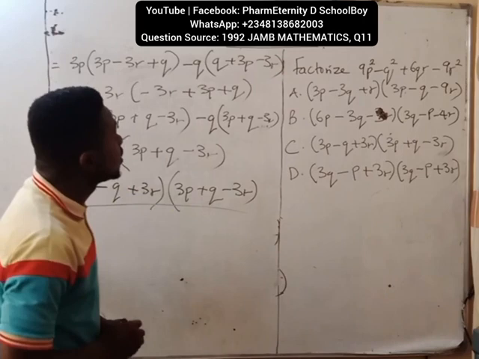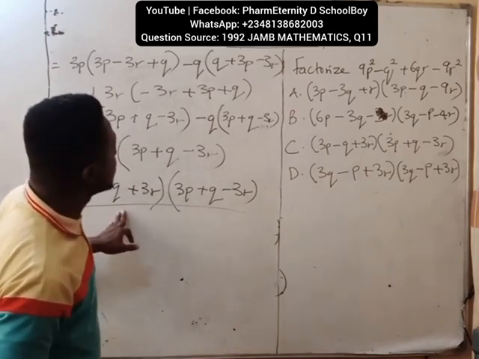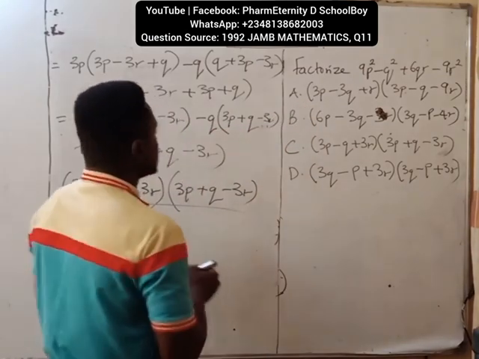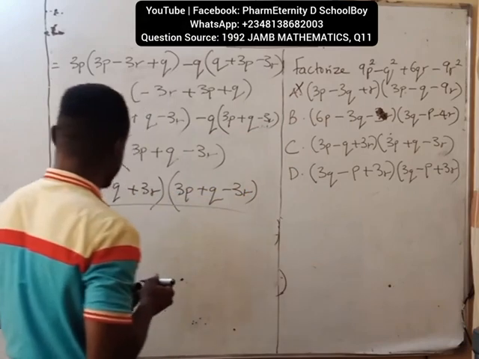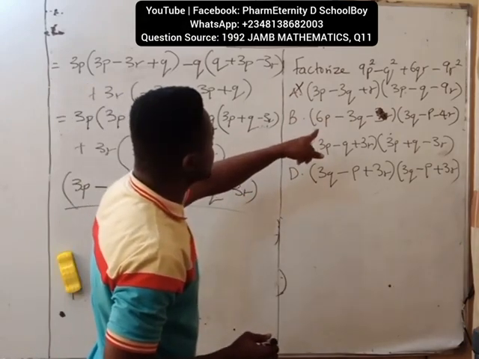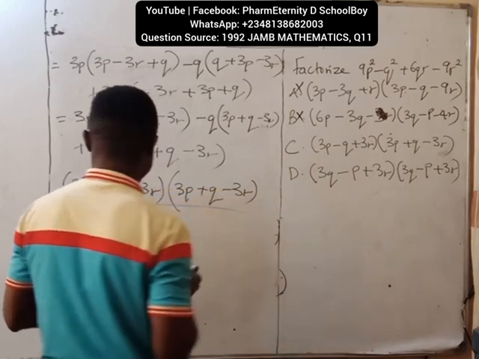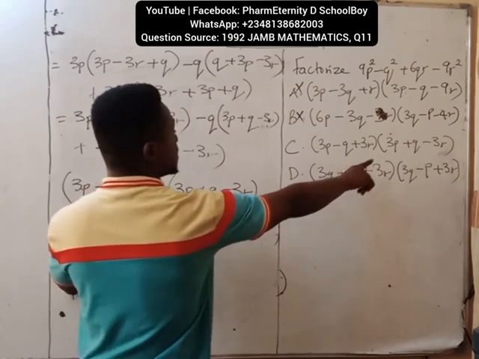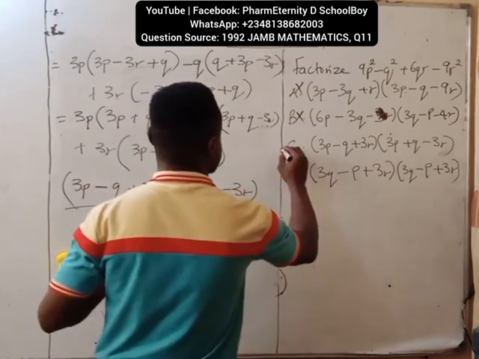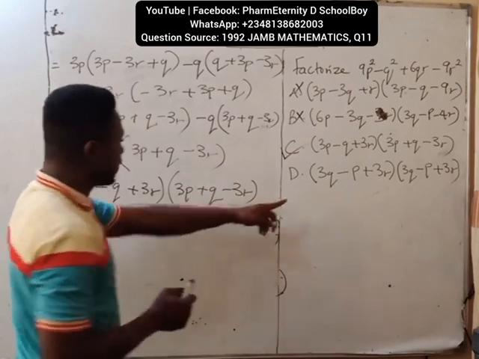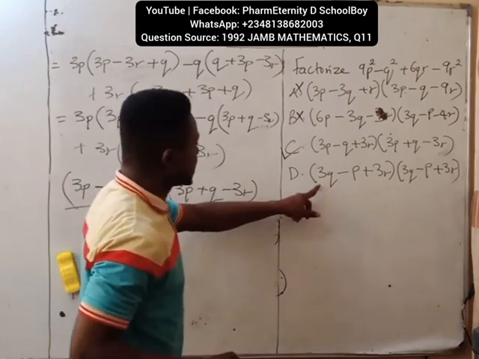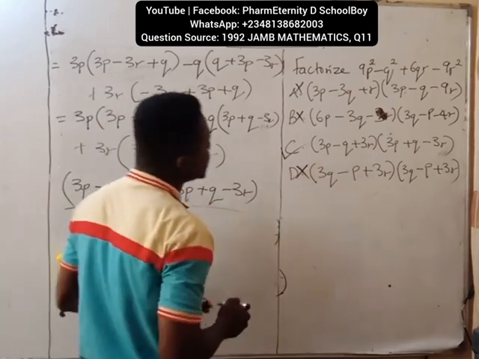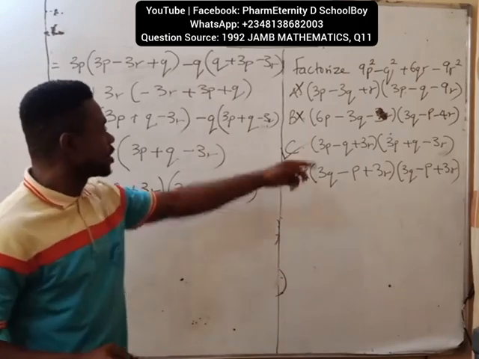Is there any option that is in line with the answer we got? A, 3p, 3p, 3q is not A. B, 6, there's no 6 here, so it's not B. C, 3p minus q plus 3r, 3p plus q. I'll tick C. Let's check D. D, 3q. This one is 3q, 3q. Why this one is 3p, 3p? So it's not D. So the answer is what? C. The answer is C.